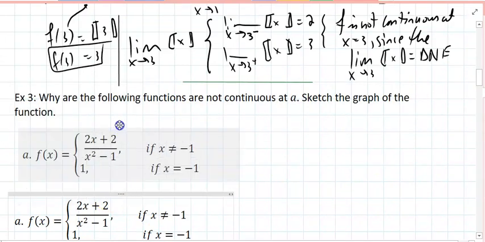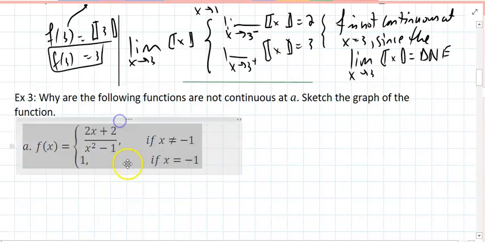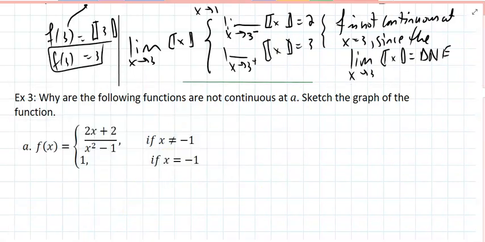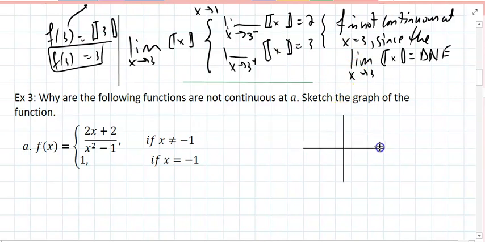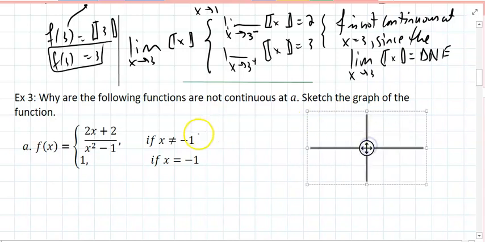Here's another problem. Why are the following functions not continuous at a? Now, on a test, normally I ask, is the function continuous at a? Sketch a graph. Let's see how that works. Why is it not continuous at -1? Well, let's see how this works.